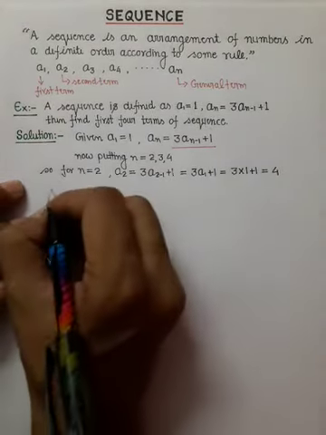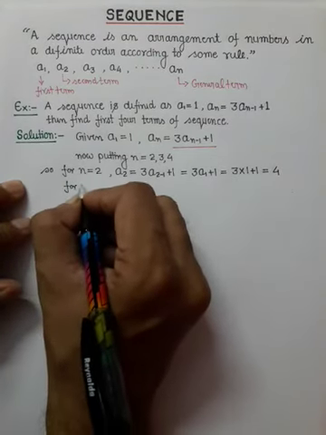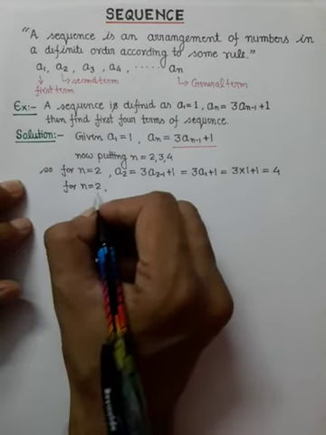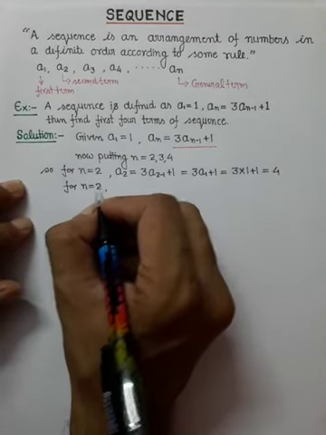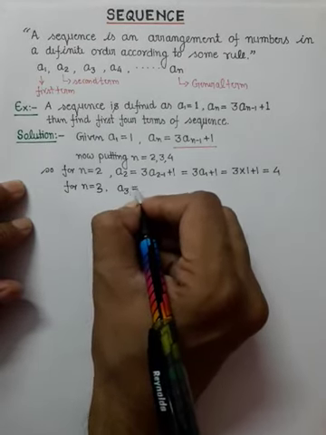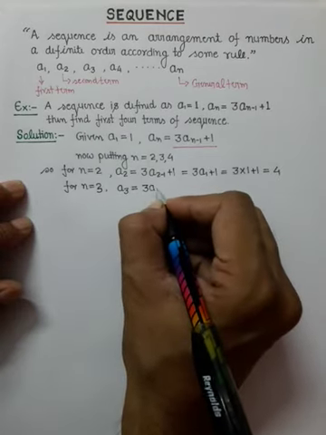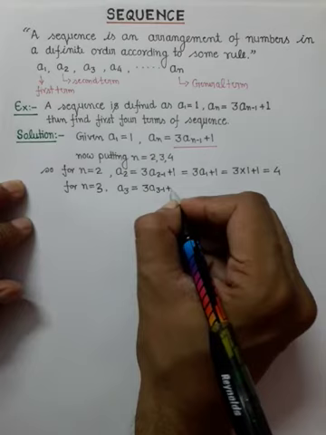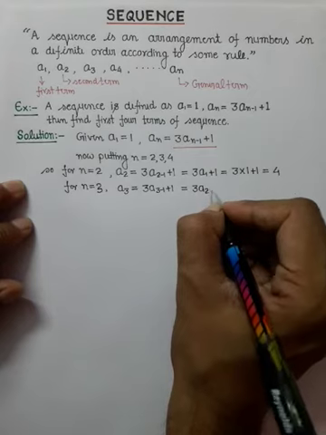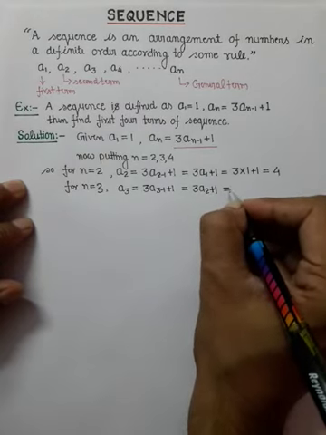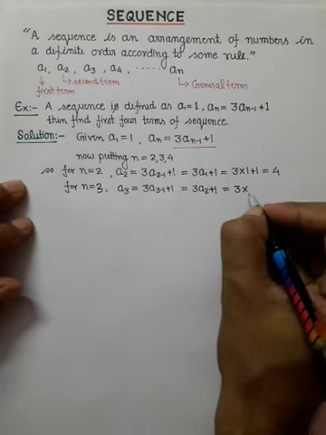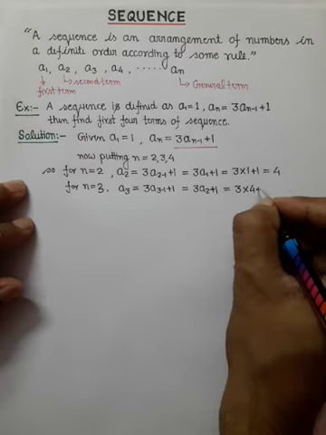Now for n is equal to 3. We have already calculated for n is equal to 2, now we will calculate for n is equal to 3. So this can be written as a3 is equal to 3 a3 minus 1 plus 1. So this can be written as 3 a2 plus 1. a2 का वैल्यू हमने यहाँ पर फाइंड कर लिया है. Of course it is given as 4, so this comes out to be 3 into 4 plus 1.